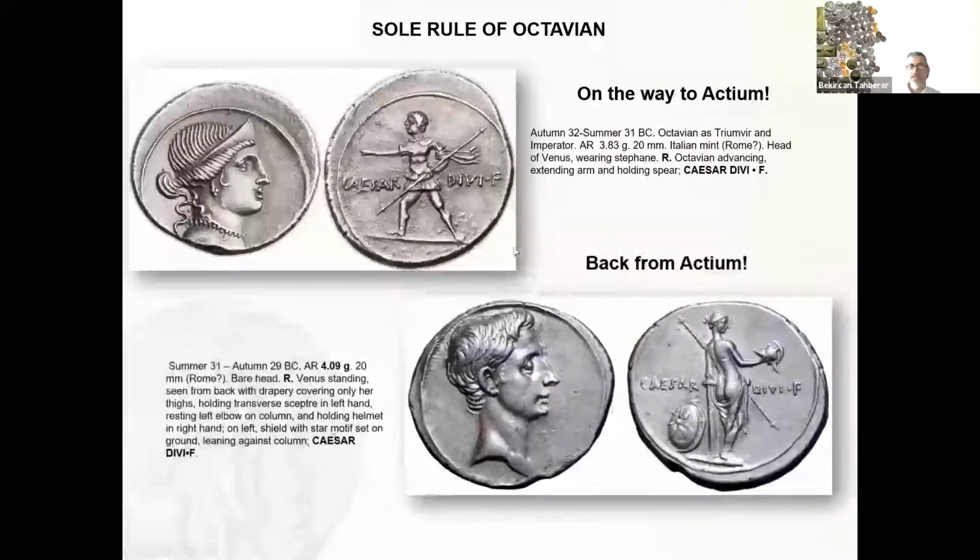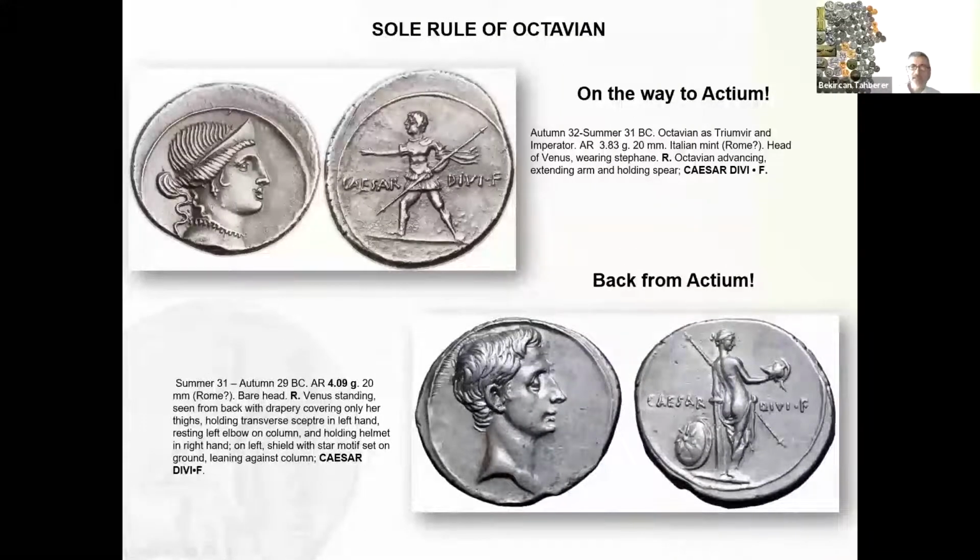And here he is back from Actium. Now he's himself on the coin, and on the reverse is Venus standing, seen from the back with drapery covering only her thighs, holding a transverse scepter in her left hand, resting her left elbow on a column and holding a helmet in her right hand. And then we have a shield resting on the column. The war is over.